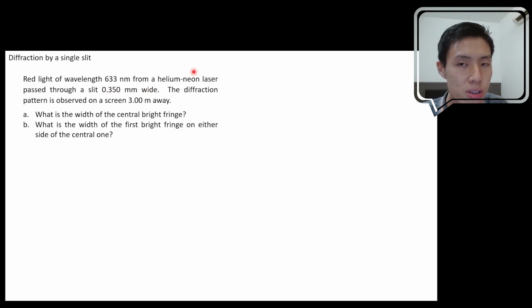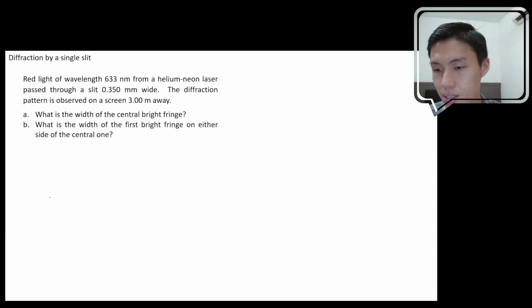So helium neon laser is a typical laser that you see when we teach in classroom. That red laser is helium neon laser, and it produces light of around 633 nanometer. And now you're going to pass this light through a slit of 0.350 mm wide. The diffraction pattern is observed on the screen 3 meters away. So let's try to set up the scenario through one diagram over here.